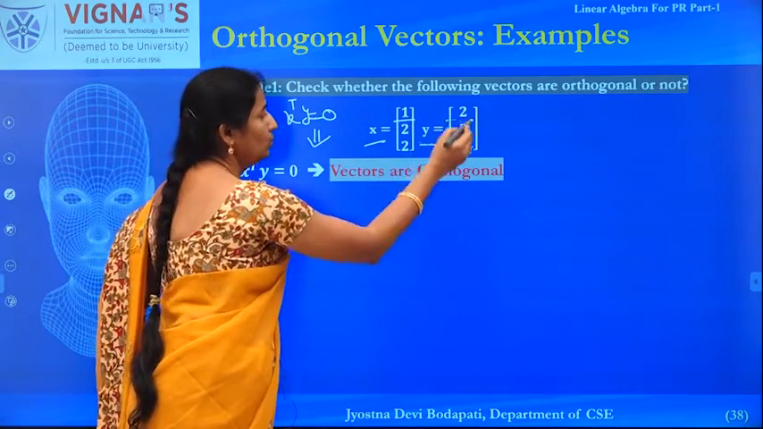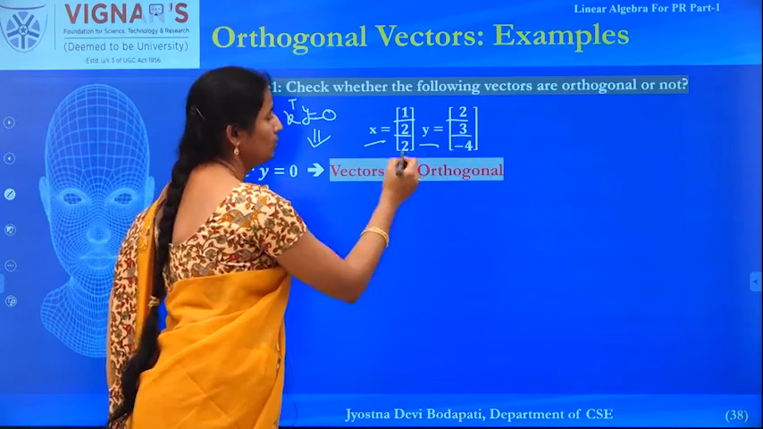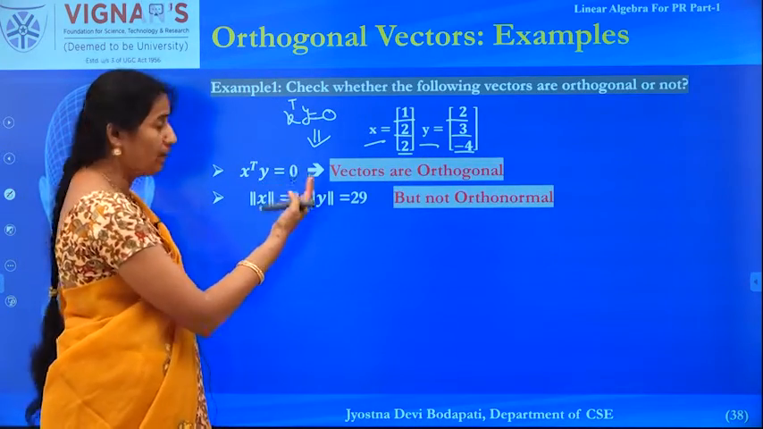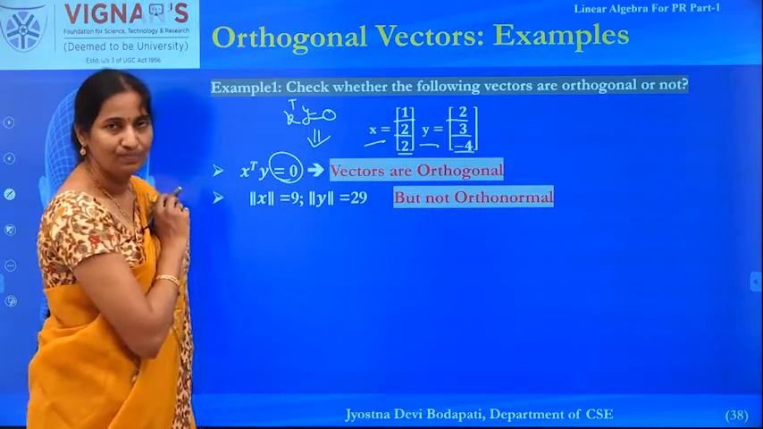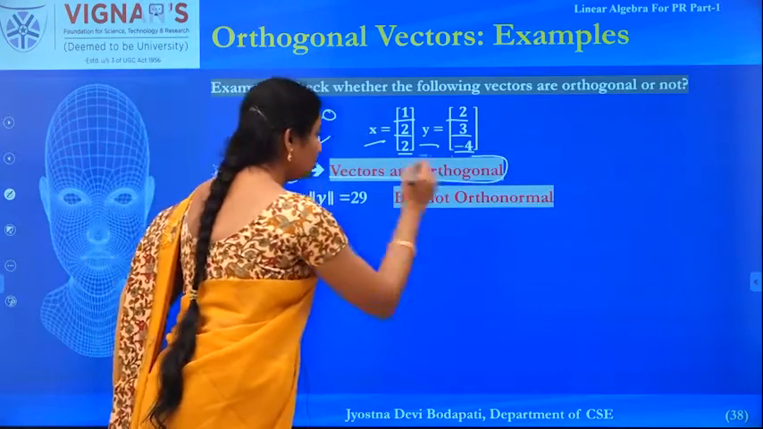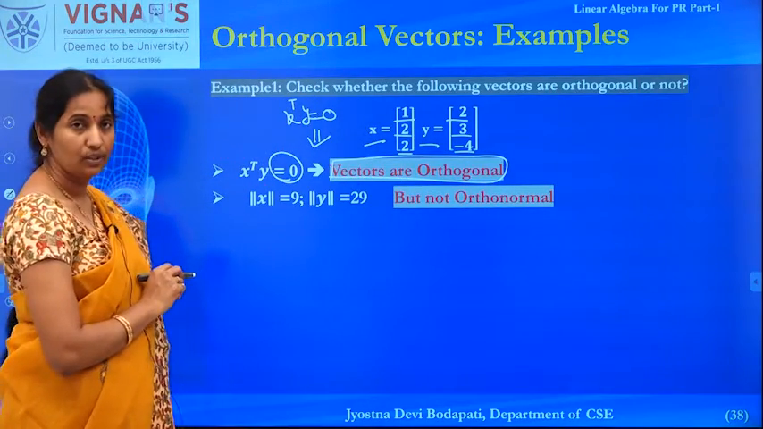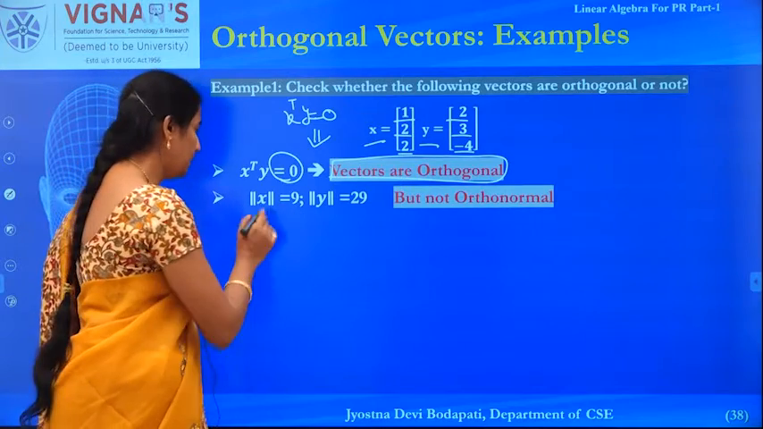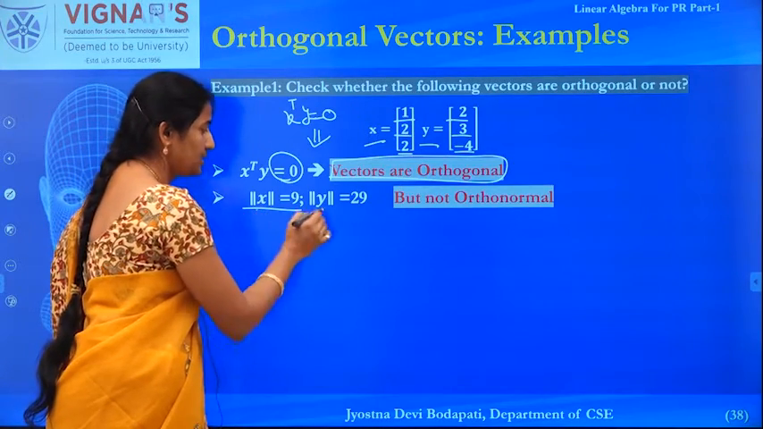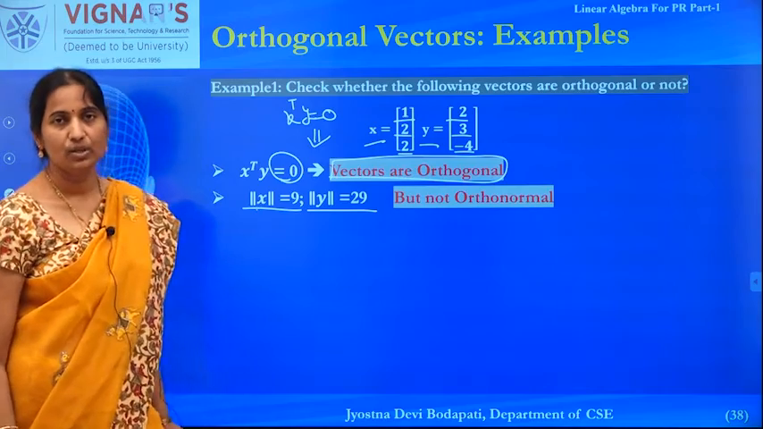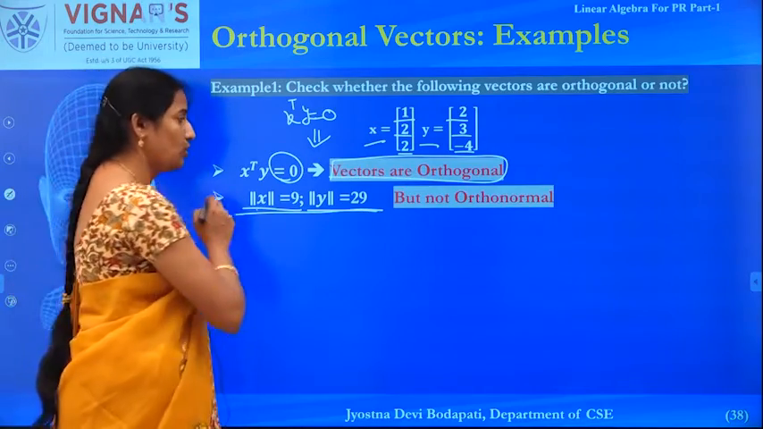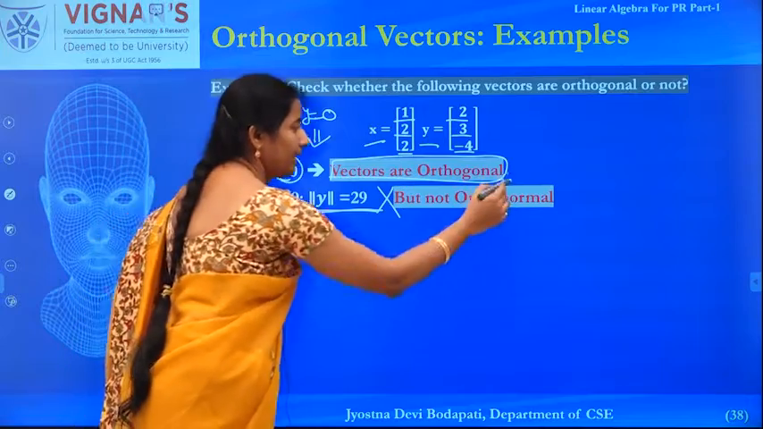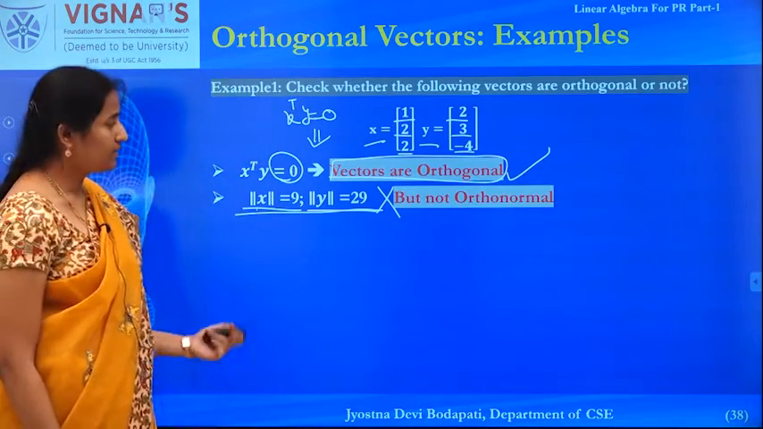So, 1 into 2 plus 3 into 2 plus 2 into minus 4. If you compute that value, it is equal to 0. That implies these two vectors are orthogonal to each other, but they are not orthonormal. The reason is simple. The norm of vector x is 9 and the norm of vector y is 29. So, these two vectors are not unit vectors. They are not orthonormal, but they are orthogonal. That is how we can compute.